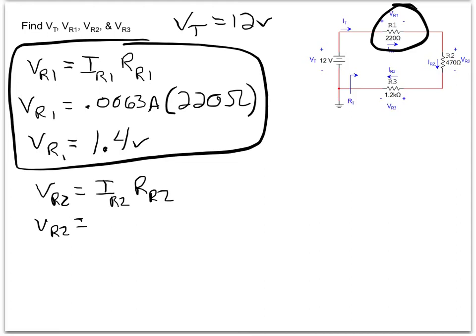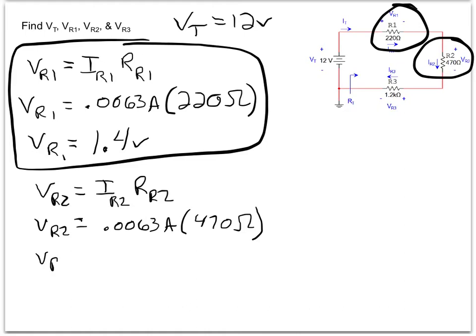No, it's not because of Kirchhoff's current law. But in a series circuit, the current is the same across each component, which was 0.0063 amps. And the resistance here, we can see in this picture, is 470 ohms. Sorry once again for the ugliness of my ohms. Multiplying those together, you would get approximately 3 volts.